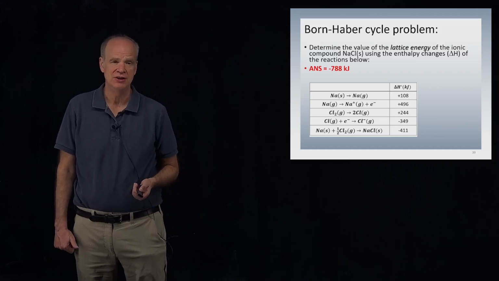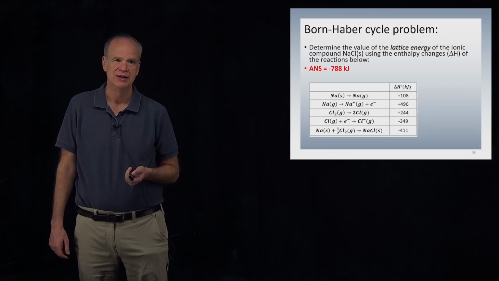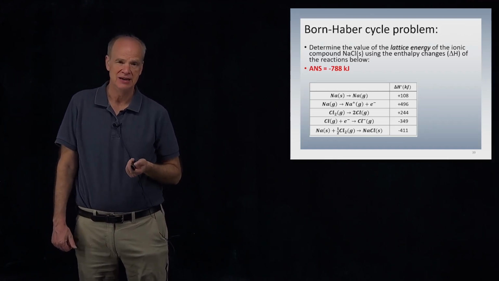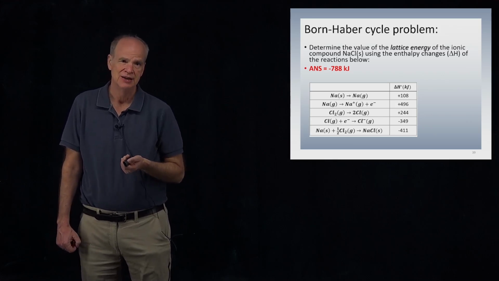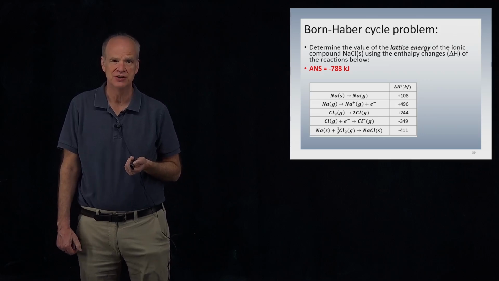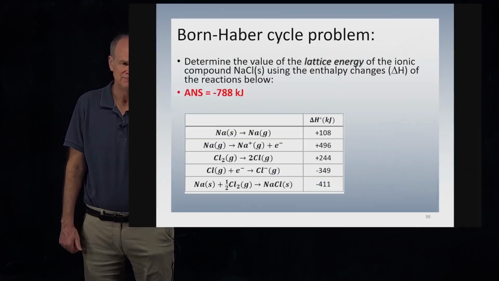And so I want to continue talking about the Born-Haber cycle as applied to the formation of an ionic solid, which in this case we're looking at is sodium chloride. So now what I want to do is do some problem solving. And so we have a great example of that here. So if I can blow up the slide.